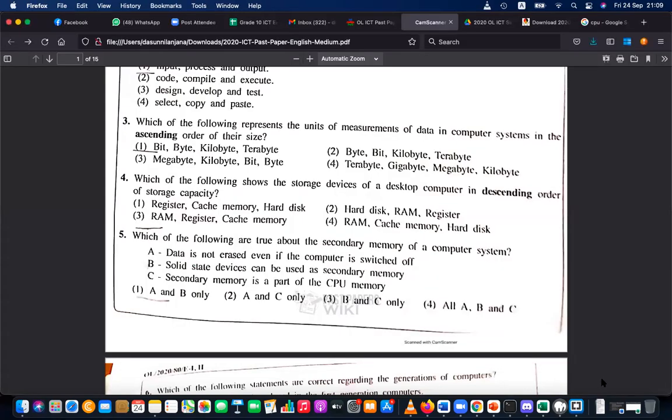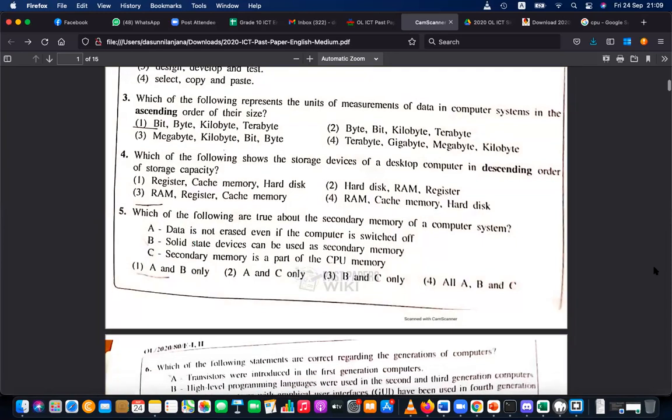Right, the question number five. Question number four answer is, in descending order, hard disk, RAM and register. Hard disk has the highest capacity among these things, RAM is next, and registers have the lowest. Which of the following is true about the secondary memory of the computer system?